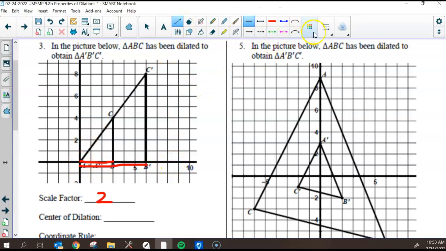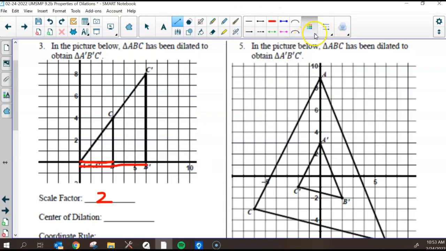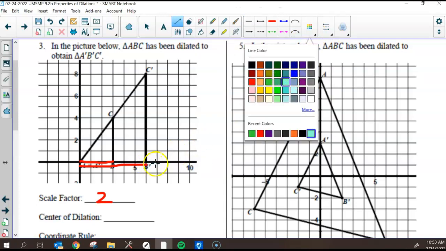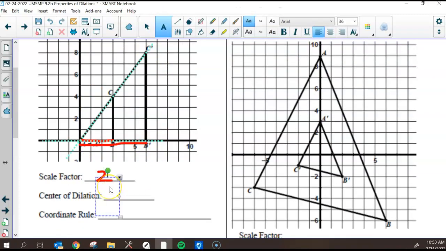Here's what I want you to be checking as you're looking for this. I'm going to line up B and B prime, and I can see that that line goes here. I'm going to line up C and C prime, and that line goes all the way back to here. And A and A prime are already lined up, right? And A and A prime are lined up at A, the origin. So what is that center of dilation? 0, 0, or point A.